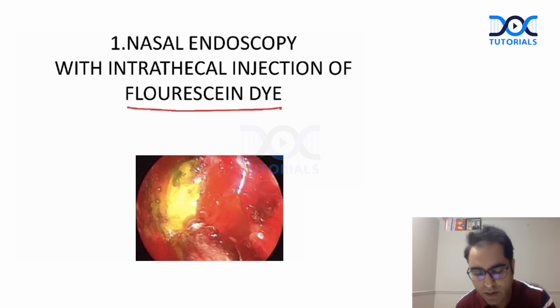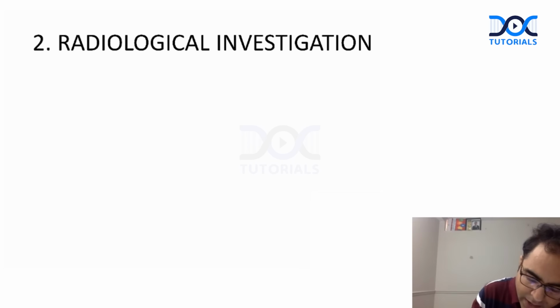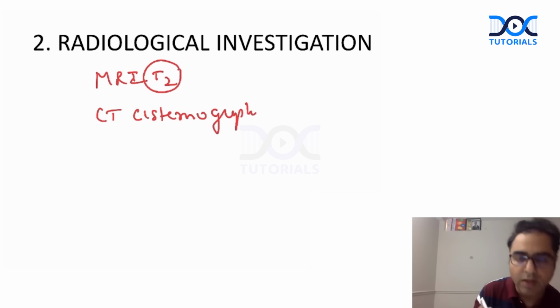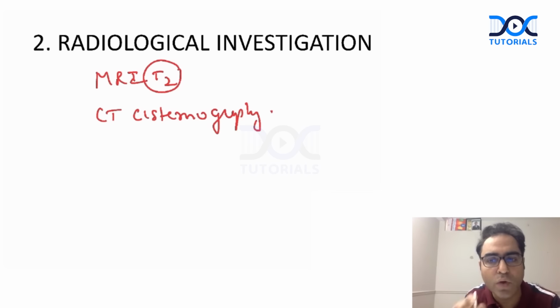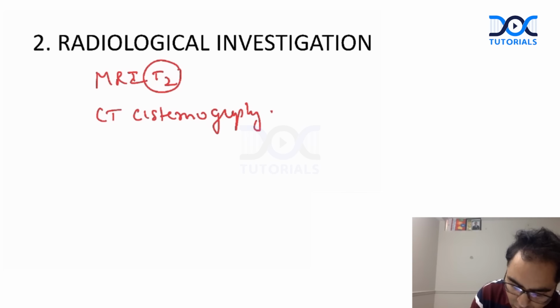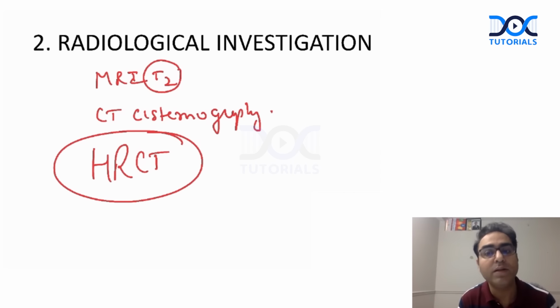But we do a lot of radiological investigation also to find the site of leak. Number one will be MRI T2 images. Number two is CT cisternography, which is an invasive radiological investigation in which a radio contrast dye is injected through lumbar puncture and followed by a CT of the head. But the best radiological investigation for this case is HRCT skull base. If they ask you what is the best radiological investigation to find the site of CSF leak, it is HRCT of the skull base, high resolution CT of the skull base.